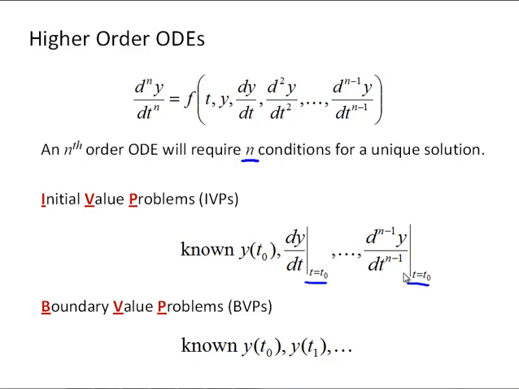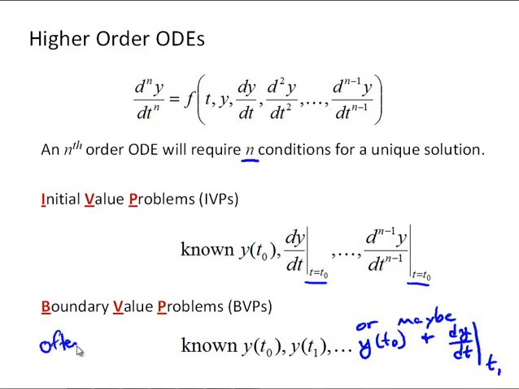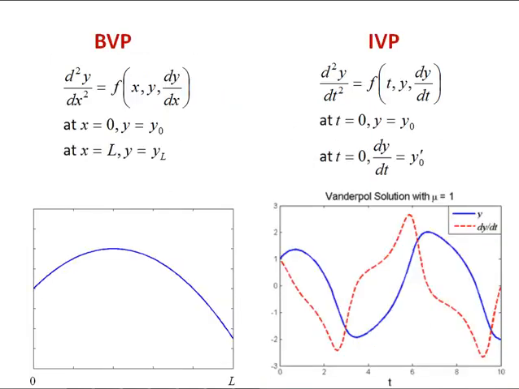Boundary value problems are formulated differently. It might be the same differential equation, but what's different is we know y at maybe two different time values, t naught and t1, or maybe we know y at t naught and dy/dt at some t1. Also, boundary value problems are often expressed in space, so they'd be more a dy/dx. Again, still a differential equation of a function and its derivatives. The one key difference here is that we don't know everything at that initial time t naught. So let's look a little more at this difference.